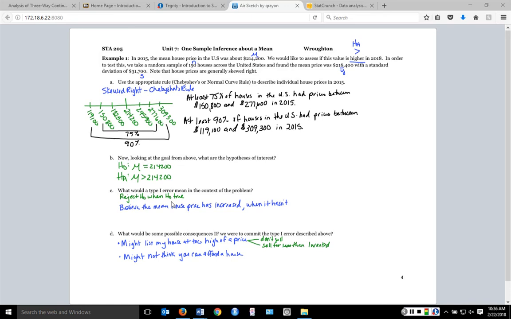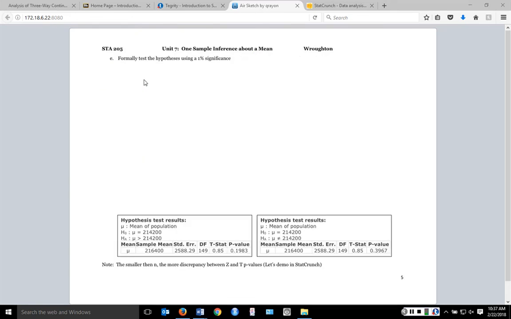Now, as we turn the page here, just remember all these numbers that are showing up over here that we're going to be using. We have our hypotheses already. I have my sample size, my sample mean, and my sample standard deviation. So I'm going to need those numbers as we continue. Now we're actually going to go through and do the hypothesis test using a 1% significance level. So that's telling me that my alpha is going to be 0.01.